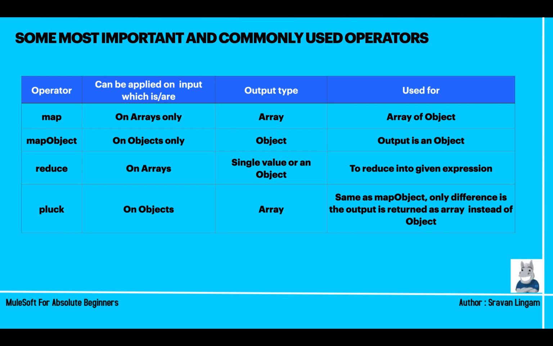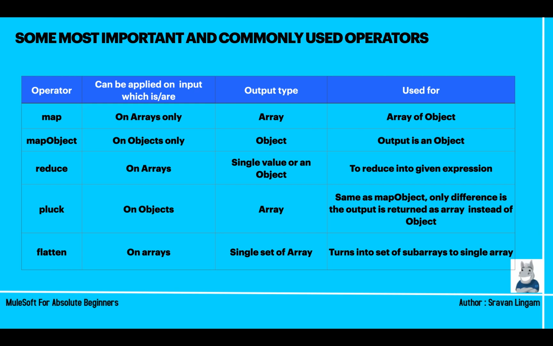Second thing is pluck. Pluck is almost like map object. But the main difference between pluck and map object is this: map object can be applied on objects, and pluck also you can apply only on objects, you cannot apply on arrays. But in map object, the output will result in an object, whereas in pluck the output is always an array. So why do we use pluck? The name itself says to pluck something, to extract some things. We'll see that also in our hands-on session. For you to understand it in an easier way, pluck and map object are one and the same. It can be applied only on objects, but the only difference is the output type. Pluck will return an array, whereas map object will return an object.